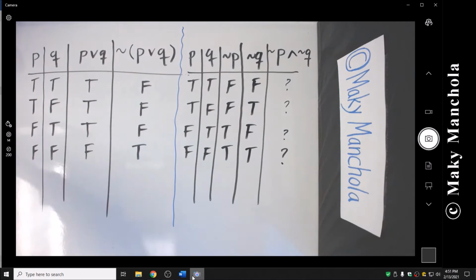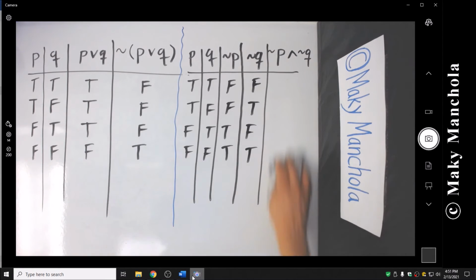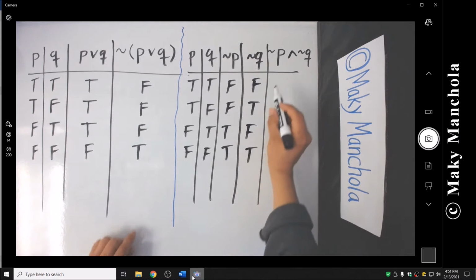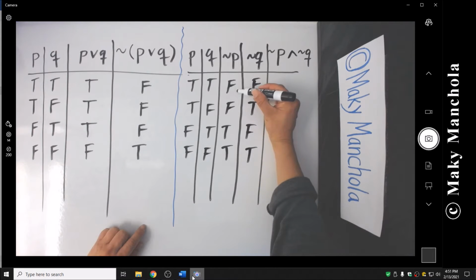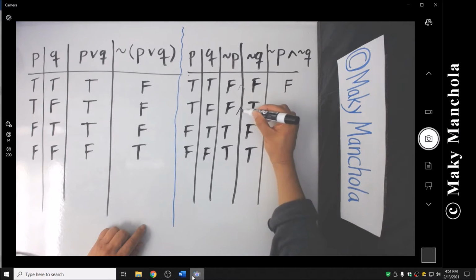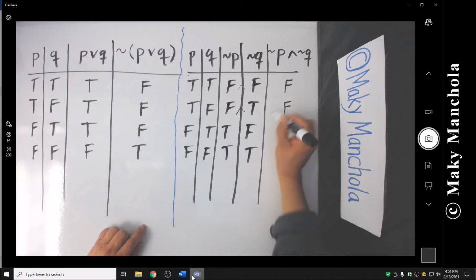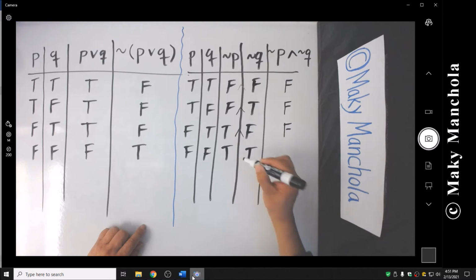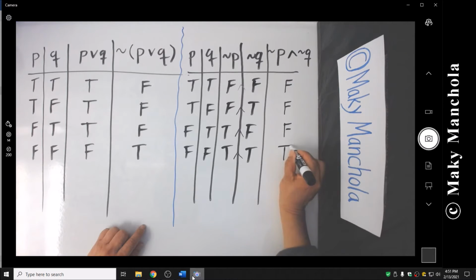Okay, so we're ready to obtain our outcomes for negation of P and negation of Q. So this is a conjunction, so false and false, we know is false by definition. False and true is false by definition. True and false is false. Finally, true and true by definition is true.